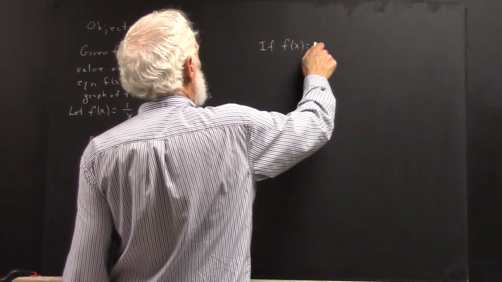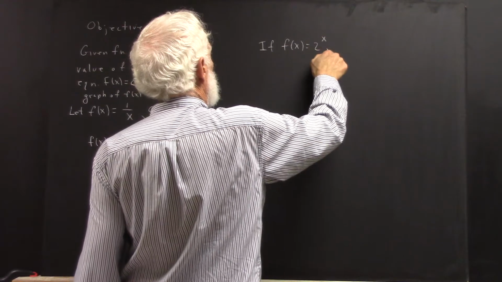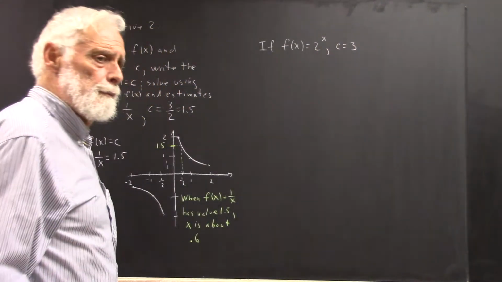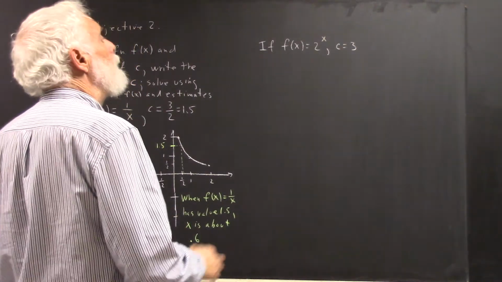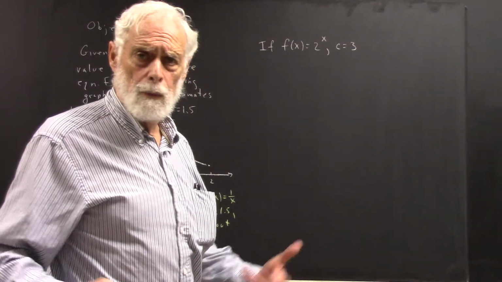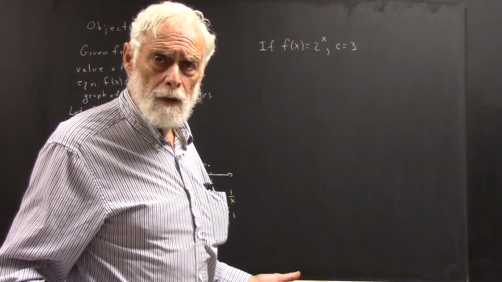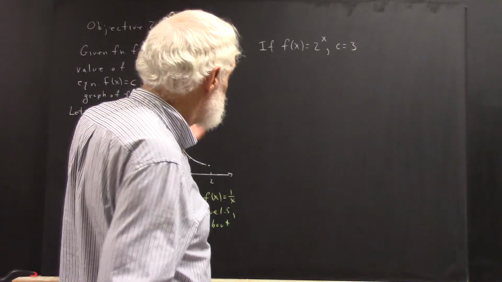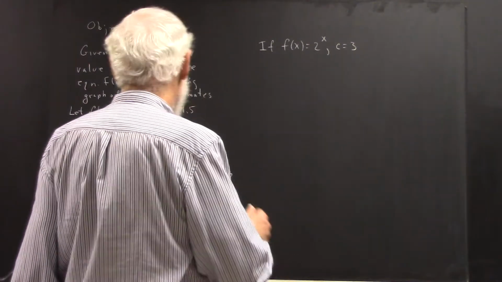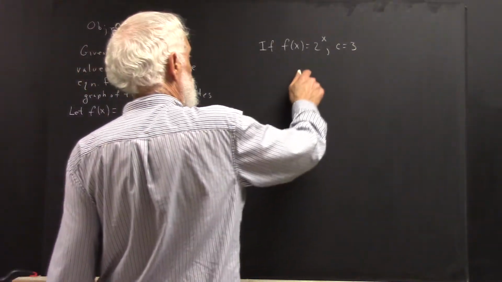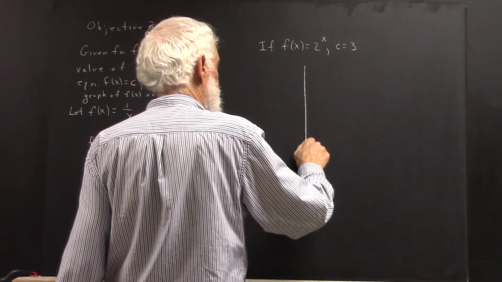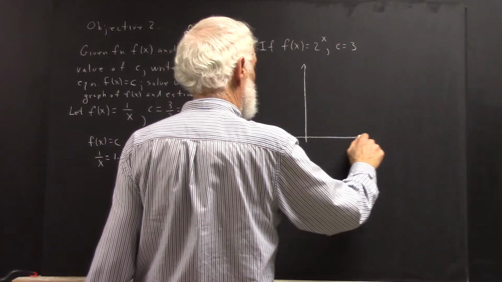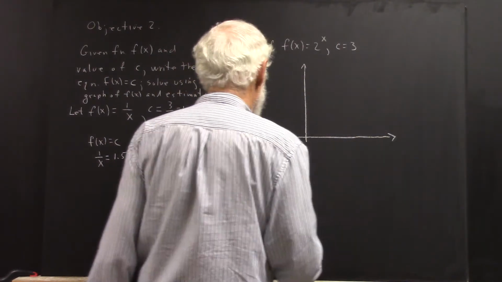f of x equal 2 to the x, and c equal to 3, you would have to rely either on a calculator, which we forbid at this point of the course, or on a graph that you can make. Now, you're not going to come up with really accurate values. We'll see how to do that later in the course.